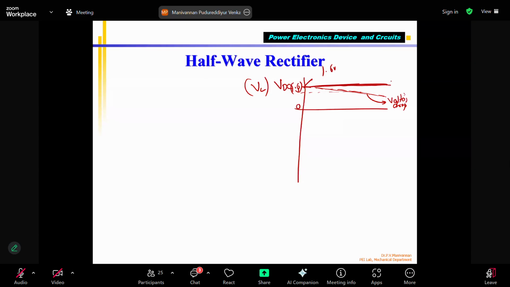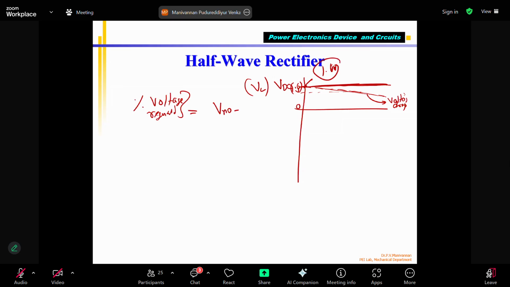So if there is a change in the output VDC of the rectifier, we call that the percentage of voltage regulation. Take the formula. Percentage of voltage regulation is based on V no load. This is V no load condition. The no load condition voltage is 6 volts.